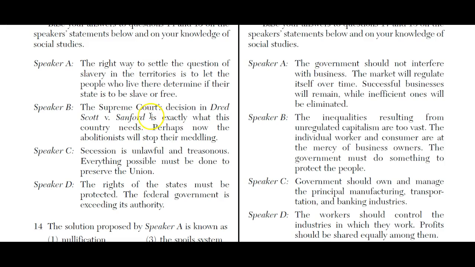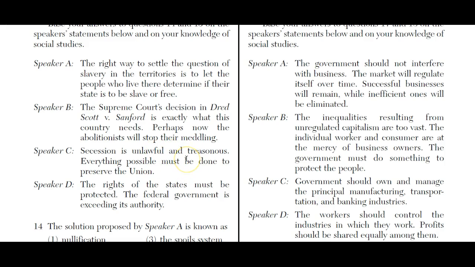Supreme Court's decision in Dred Scott, he wouldn't have agreed with Speaker B. Lincoln was not a fan of slavery. He was not a supporter of it. The rights of the states must be protected. Federal government is exceeding its authority. No, Lincoln believed that the federal government was the ultimate government of the country. Southern states thought that each individual state should get to make all of its own rules. Lincoln was not in favor of that. So C is the correct answer.